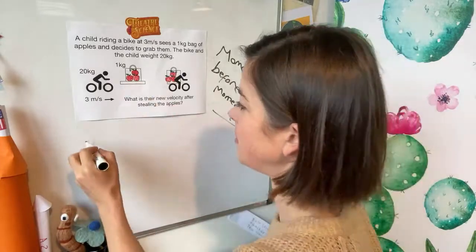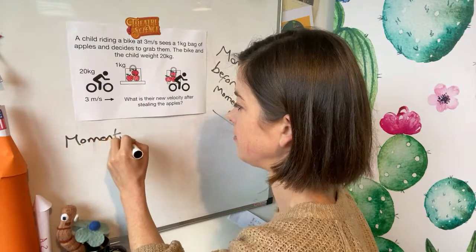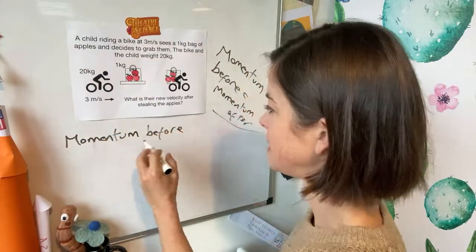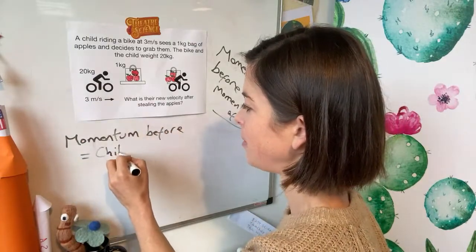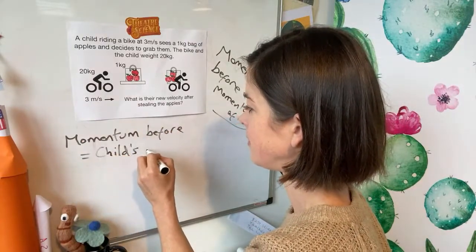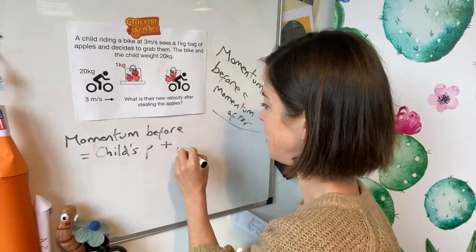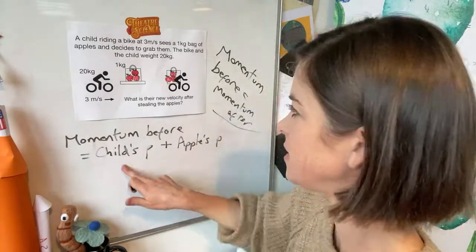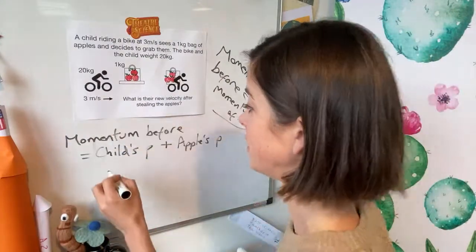So what's the momentum? Well, the momentum of the child is fairly easy, isn't it? Hopefully. The momentum before is equal to the child and the bike's momentum plus the momentum of the apples. I'm just going to write a little p instead of writing momentum out every time. Plus the apples' momentum. So the child's momentum is just 20 kilograms times 3 meters per second.